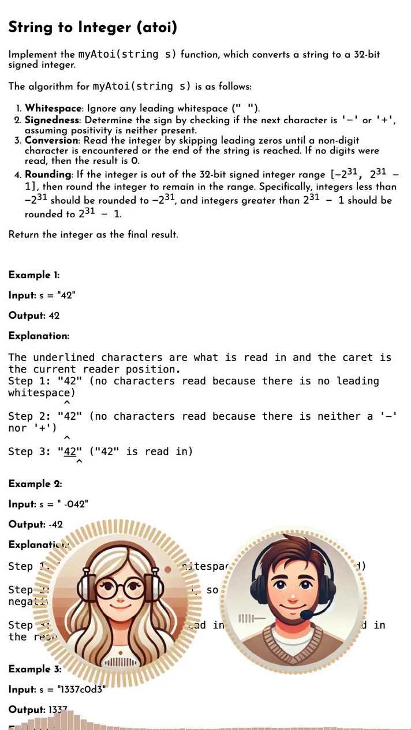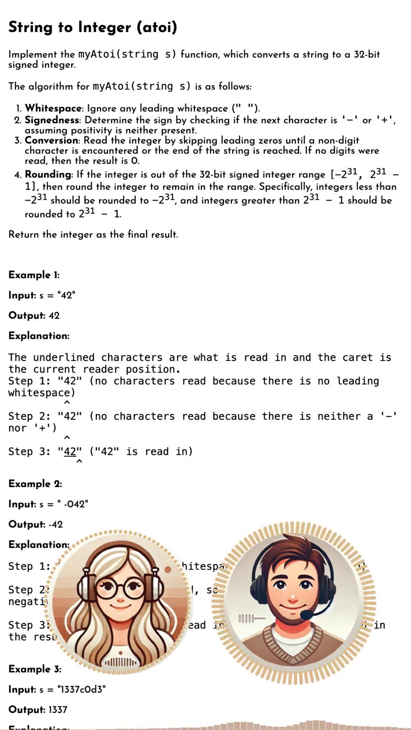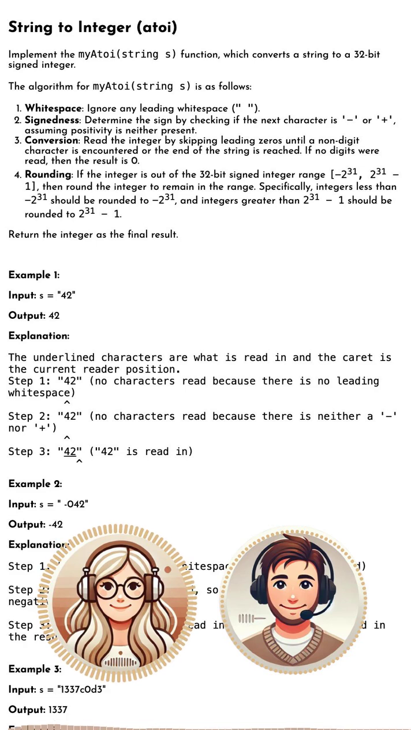Exactly. Interviewers want to see how you approach a problem, how you reason through the different solutions and how you communicate your thought process. It's not just about getting the right answer, it's about demonstrating your problem-solving skills and your ability to handle complexity. So for those out there who are prepping for coding interviews, what are some key takeaways from our deep dive into string to integer conversion? What should they keep in mind as they're practicing and going into these interviews?